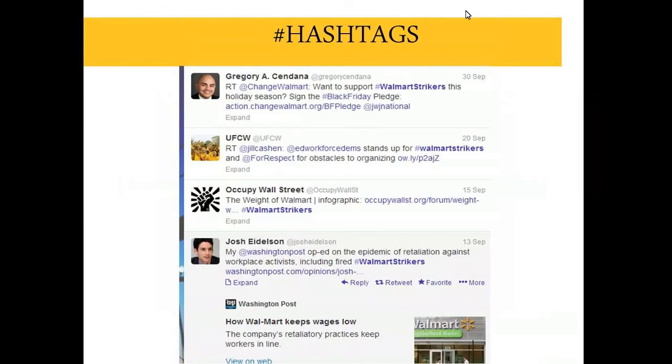So here are some examples of some really effective use of hashtags that are Walmart. On Black Friday, using the hashtag Walmart Strikers, you're able to see lots of different people sharing a lot of different information using this hashtag. For example, sharing a pledge, a way people can take action, pointing people to some accounts to follow and some prominent supporters, sharing data using that hashtag to let people know what's happening, and again sharing some op-eds.